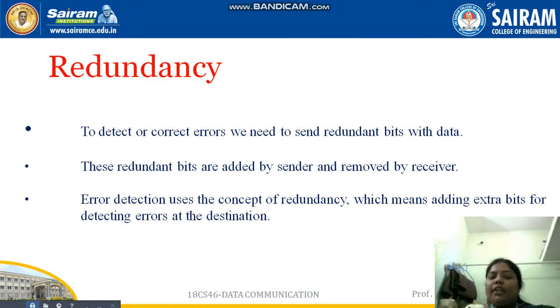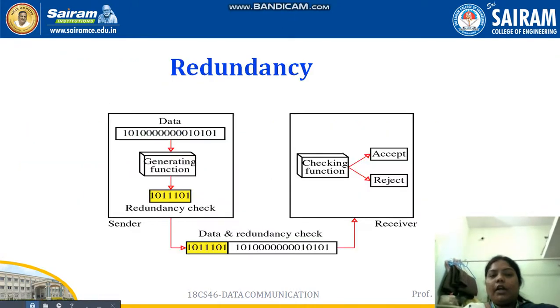Then we need to send the redundant bits with the data. The redundant bits are added by the sender and removed by the receiver. We have to add those redundant bits at the sender side and handle them at the receiver side also. Error detection uses the concept of redundancy, which means adding extra bits for detecting errors at the destination side.